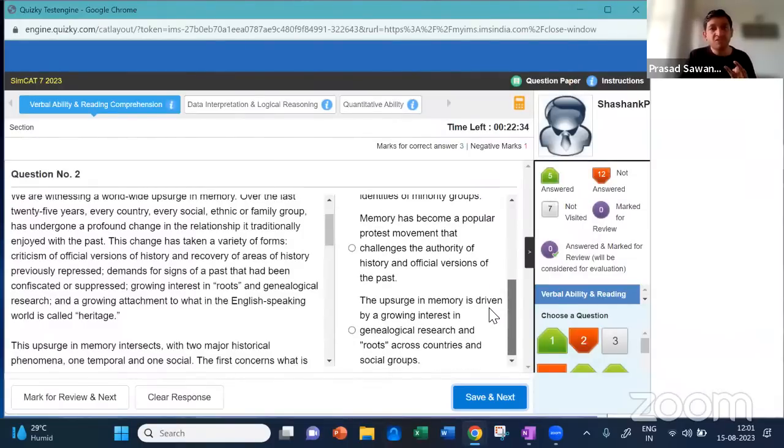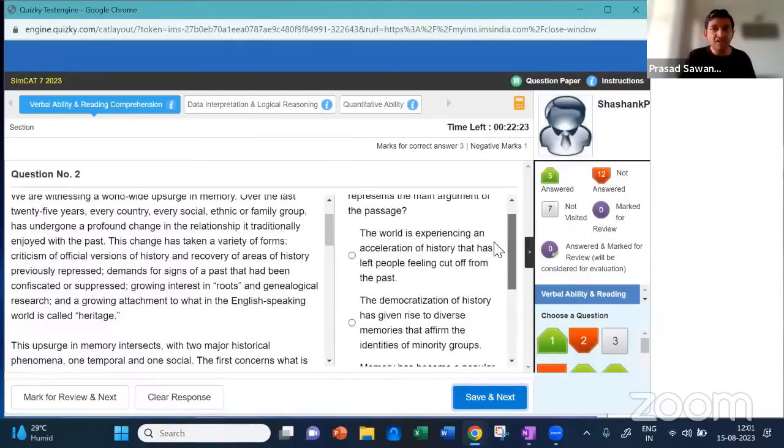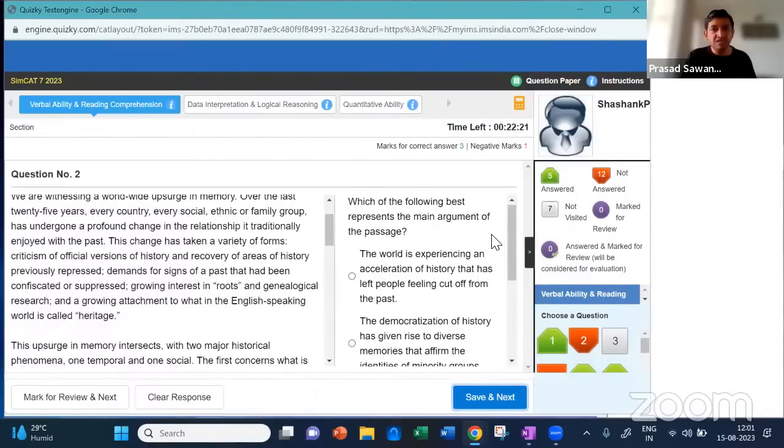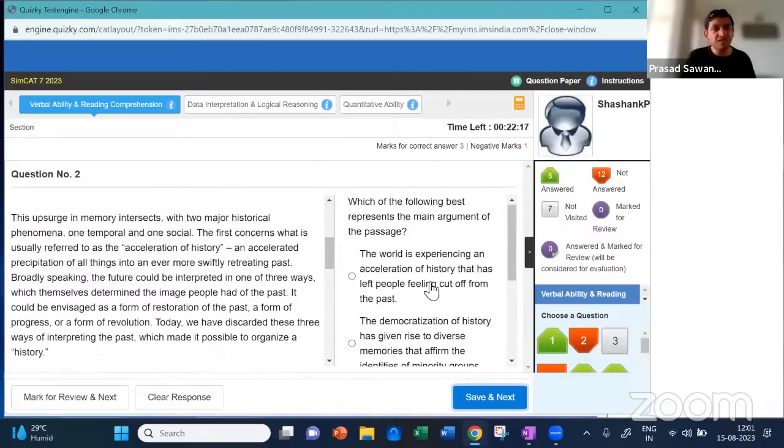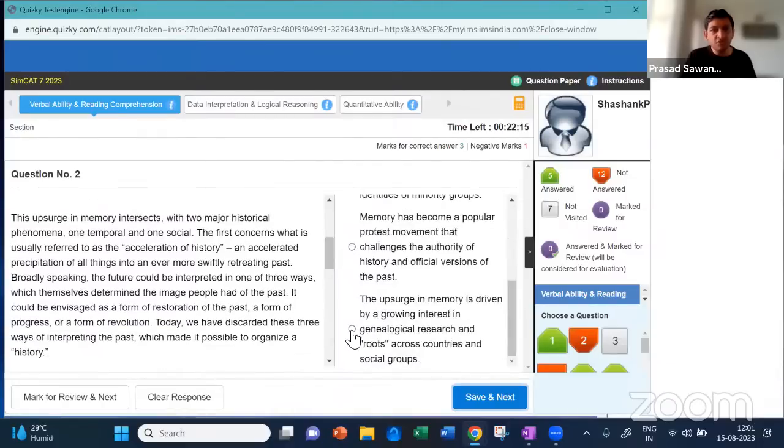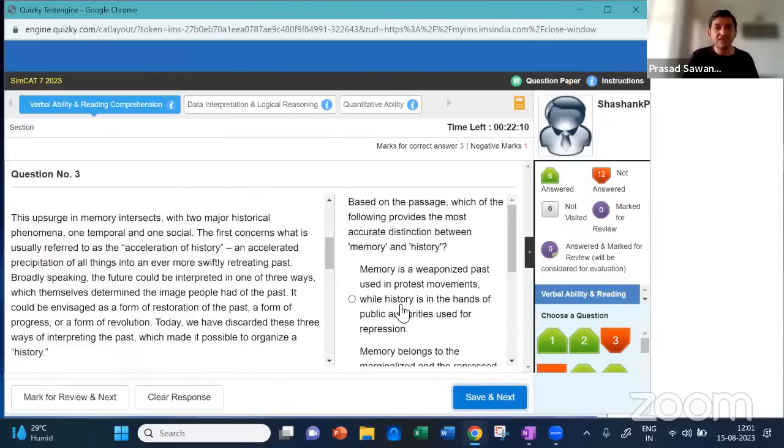Memory has become a popular protest movement that challenges the authority of history. Not really, it's not just a protest movement. The upsurge in memory is driven by a growing interest in genealogical research and roots across countries and social groups. Still fine. The world is experiencing an acceleration of history that has left people feeling cut off from the past. Not really, I think. So I'll probably go for the fourth one. Not very sure of this. This is a 50-50 answer that I'm giving here.